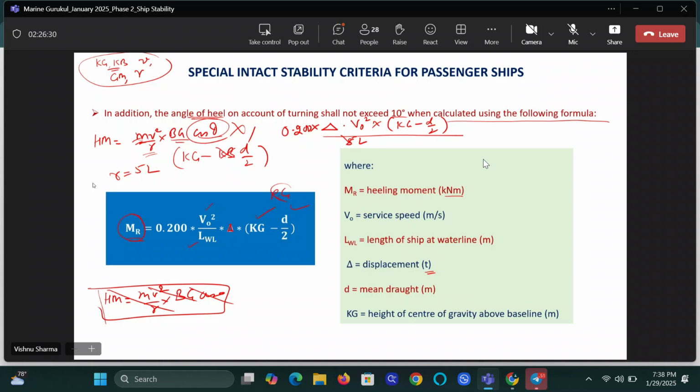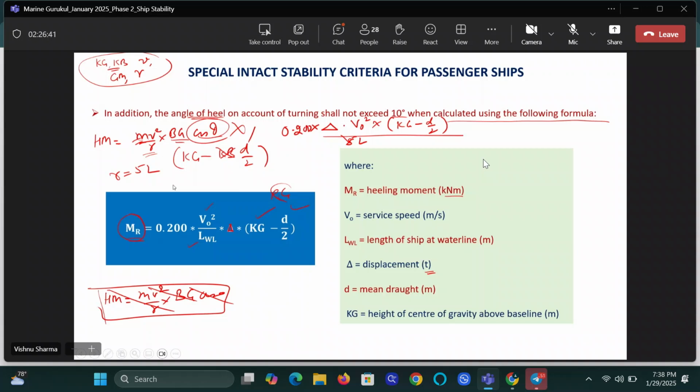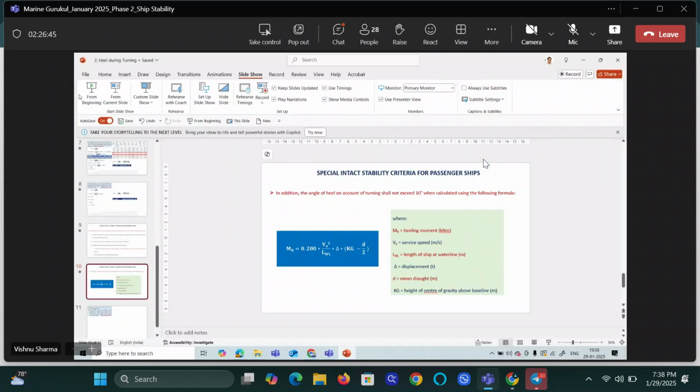Now, don't go by MV Inship. In MV Inship, they have made it, I think, 0.02 because they have just not taken G there. So don't go by that. This formula is directly from the Code of Intact Stability, guys. So don't get trapped out there.